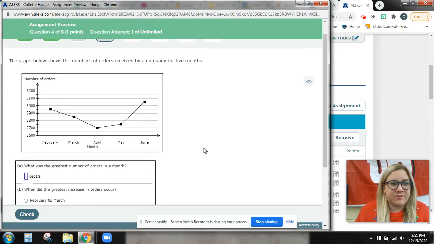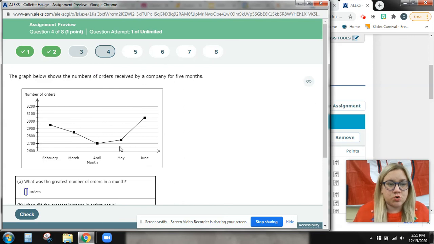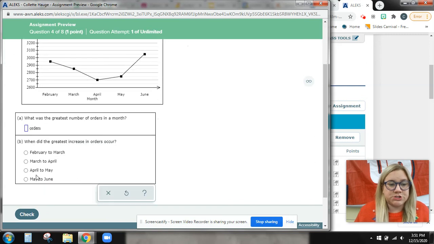And then when did the greatest increase occur? So we're going to be using that vocabulary again, like I said, from first quarter. When did it increase? Here it's decreasing, right? Here we have some increase, but here it shoots up very quickly. So from May to June.